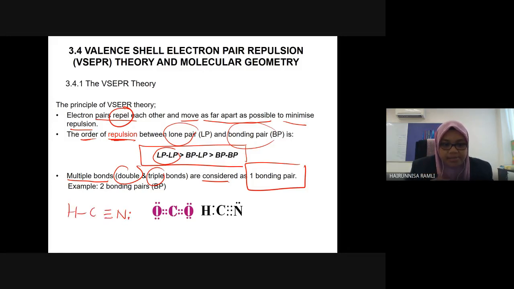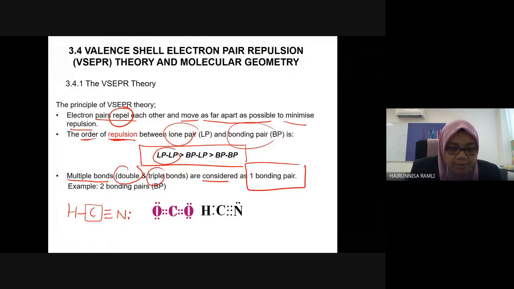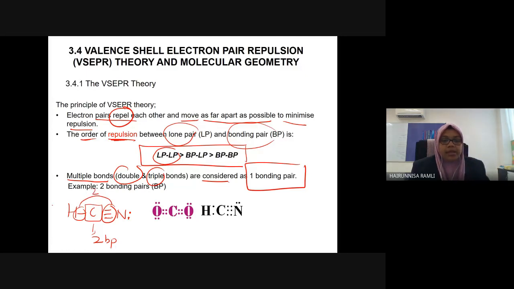HCN sebenarnya ada triple bond. Okay, so here bila kita cakap pasal bonding pair or lone pair, now we only talk about the central atom. Selalunya kita cuma cakap pasal central atom. So this central atom ada berapa bonding pair? Dia sebenarnya ada dua bonding pair sahaja, where dia ada satu kat sini, satu kat sini. So total dia ada dua. Tu maksud dia kat sini. Multiple bond considered as one bonding pair.